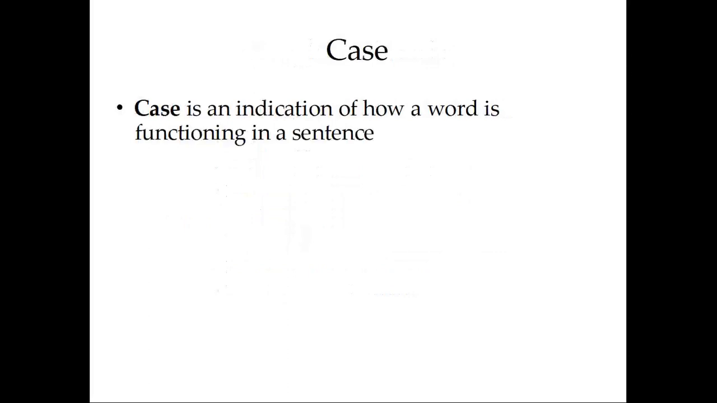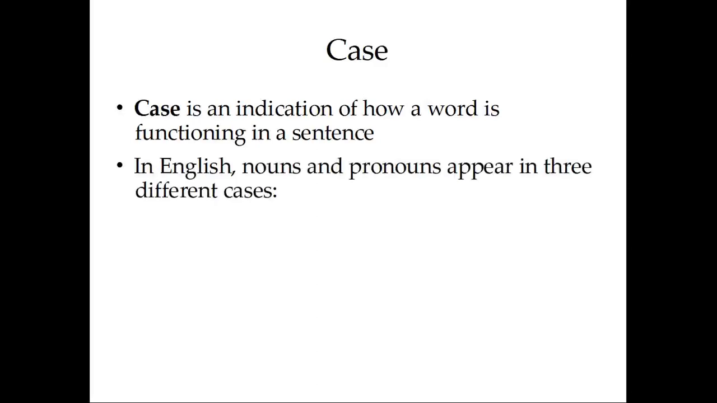Case is an indication of how a word is functioning in a sentence. This is the last of the three aspects of nouns that determine how a noun is declined, and it is the most important and also the most complex. In English, nouns and pronouns appear in three different cases. We actually have cases in English. We don't think of them as cases, probably. We don't talk about them as cases, but they're there nonetheless. And there are three of them.